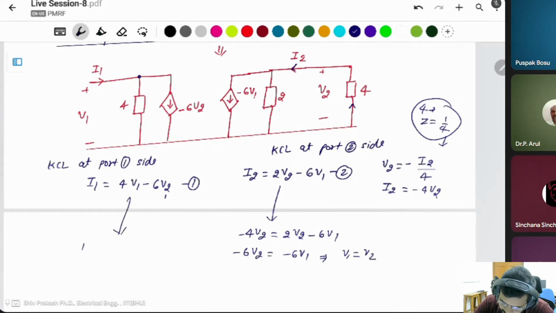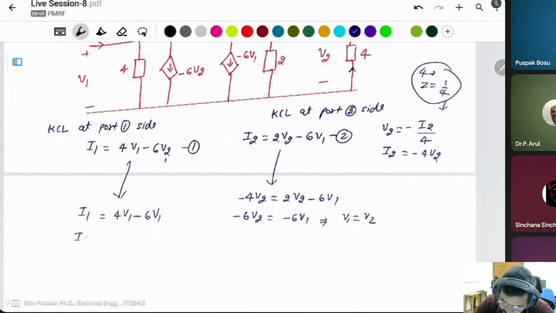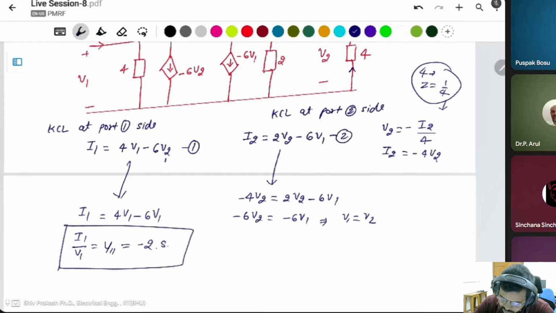Put the value here: I1 is equal to 4 V1 minus 6 V1, since V2 is the same as V1. Then I1 by V1 is equal to Y11, which is 4 minus 6, equal to minus 2. S is the symbol of admittance. This is the answer to this question.